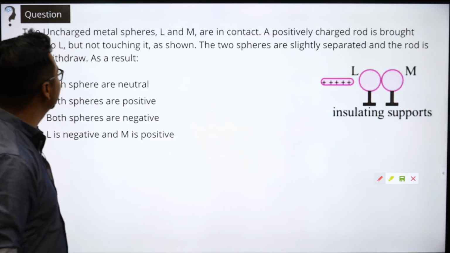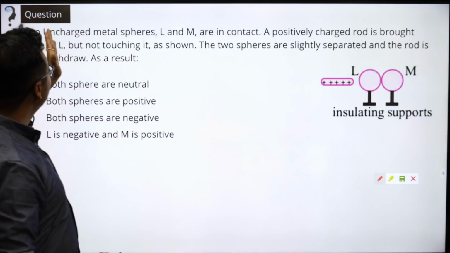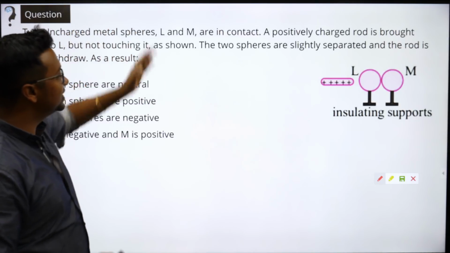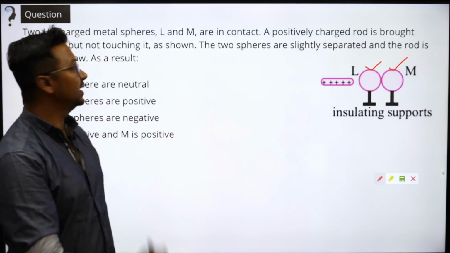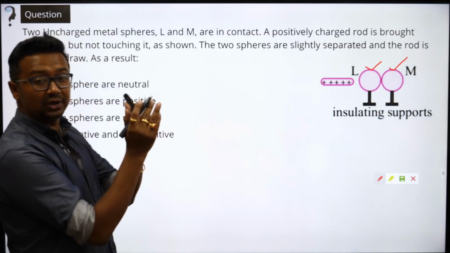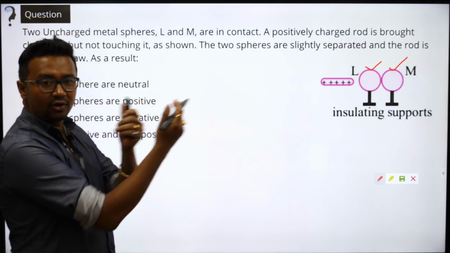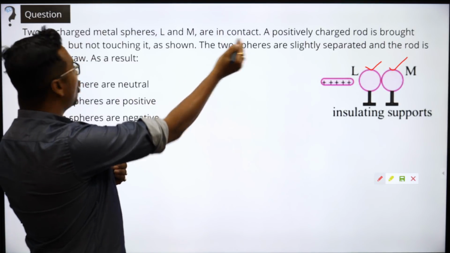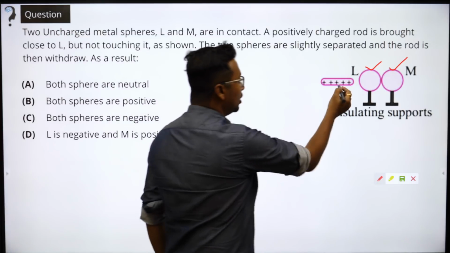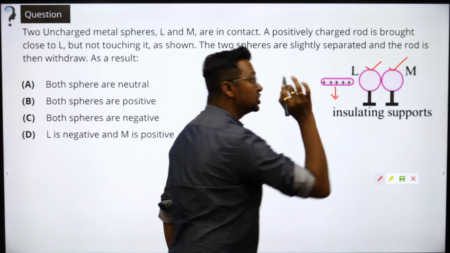Fine guys, let's move ahead. Two uncharged metal spheres L and M, we are talking about these two, okay? They are in contact with each other, they are not far away from each other, they are basically in contact. A positively charged rod is brought close to L, close but not touching it.